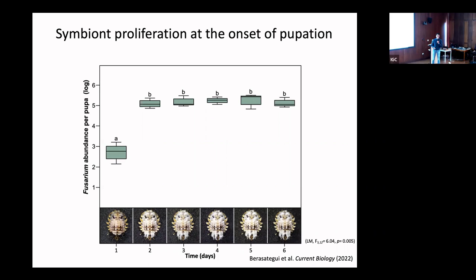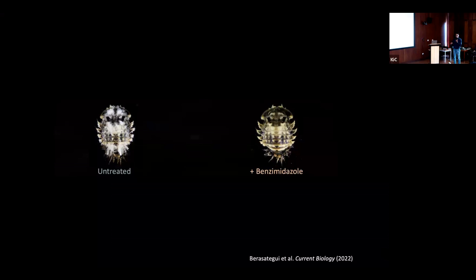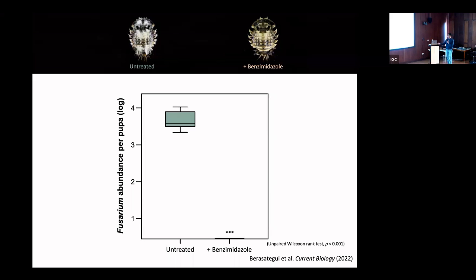What is Fusarium helpful for? In characterizing the mutualistic role of Fusarium oxysporum, we again fell back to generating symbiont-free individuals. We could generate symbiont-free individuals by topically applying a benzimidazole, which is a fungicide that is very effective against Fusarium. The topical application of benzimidazole generates effectively symbiont-free pupae. And this was really helpful because then we could ask whether this affects the eclosion of the beetle host.